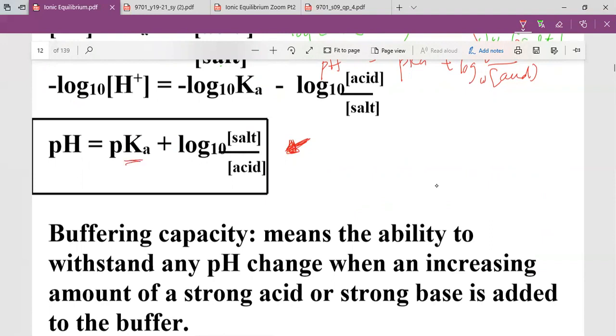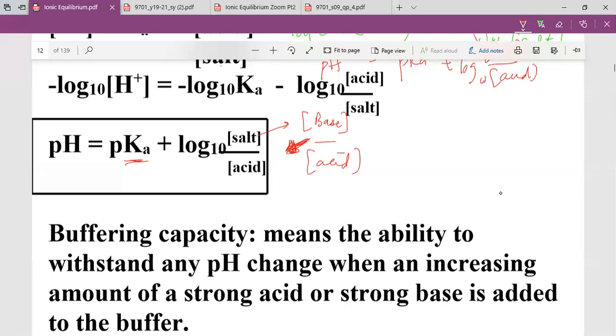This is the salt concentration here, or they call it the conjugate base, over the acid. Okay, so now this is the whole thing here. Right, I'm going to stop for a while.